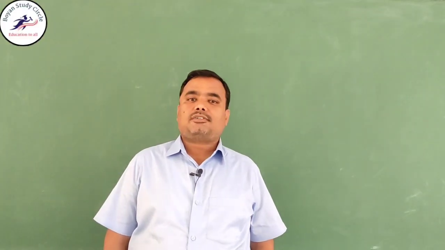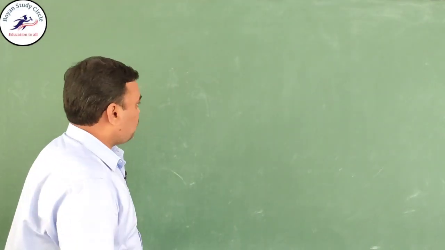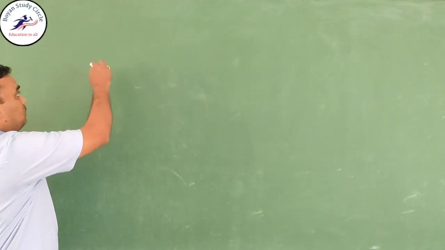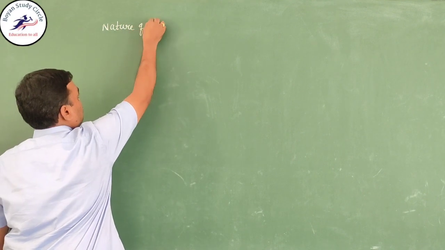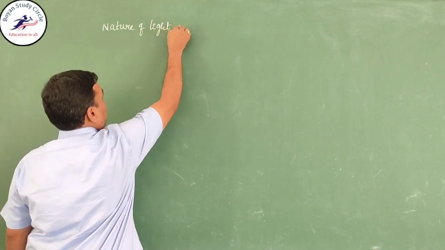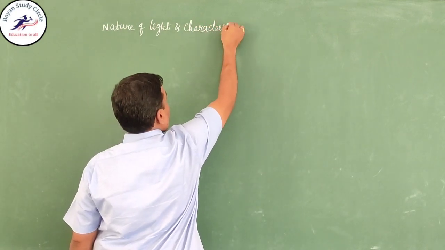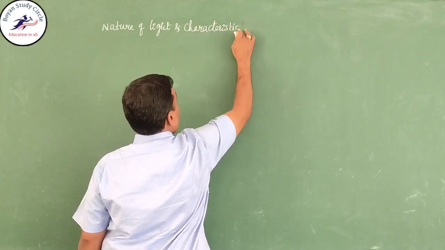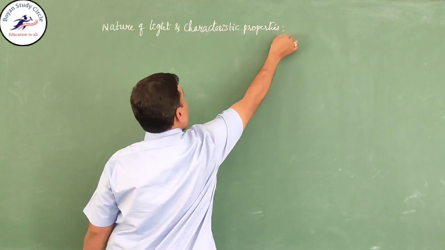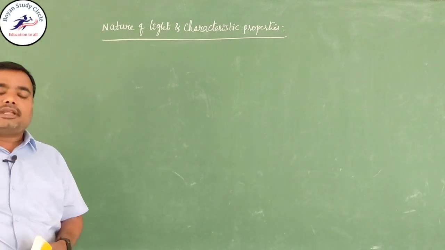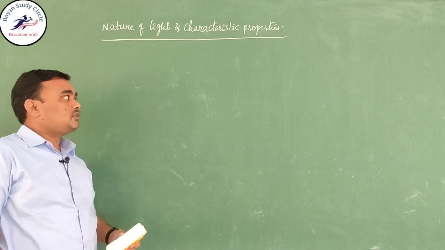We are in the last part of structure of atom of 10th class physical science. We are going to discuss the nature of light, so nature of light and characteristic properties of light.